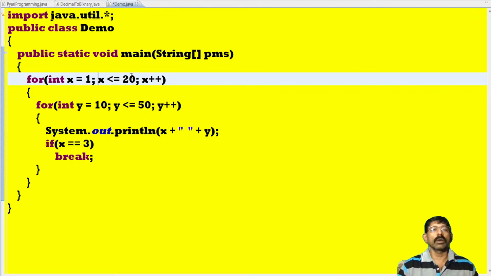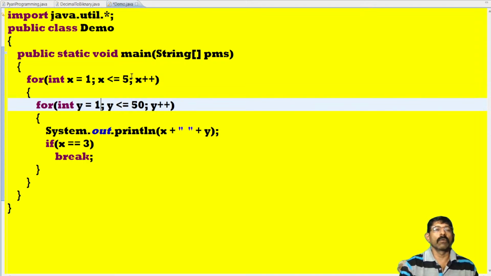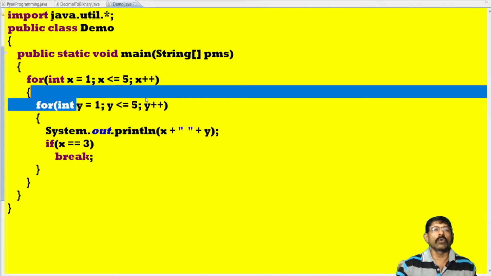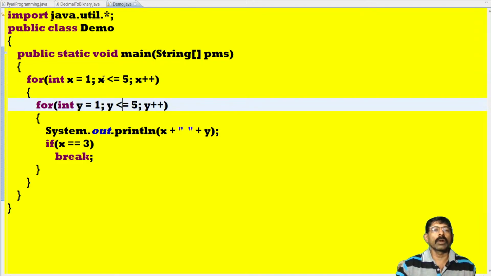Let me take a smaller one. Here I am taking 1, here I am taking 5. That means when x value is 1, y will iterate 1 to 5. That means 1, 1, 1, 2, 1, 3, 1, 4, 1, 5. Like this, next time x will be 2, it will be 2, 1, 2, 2, 2, 3, 2, 4, 2, 5. Next time x will be 3.